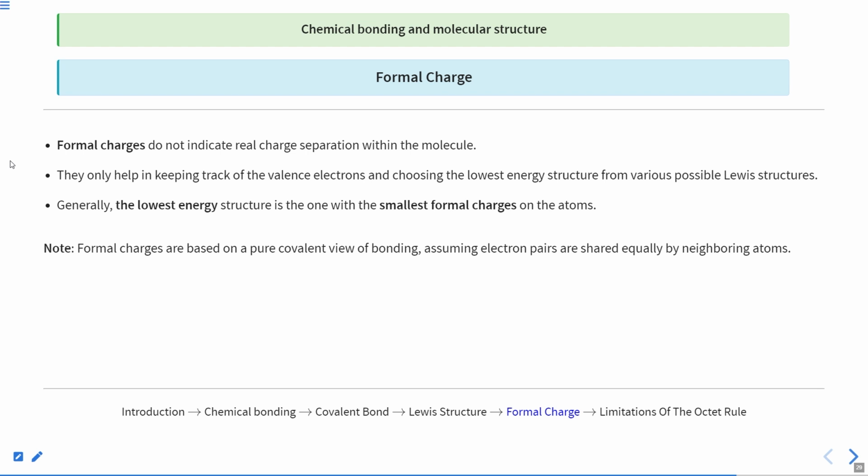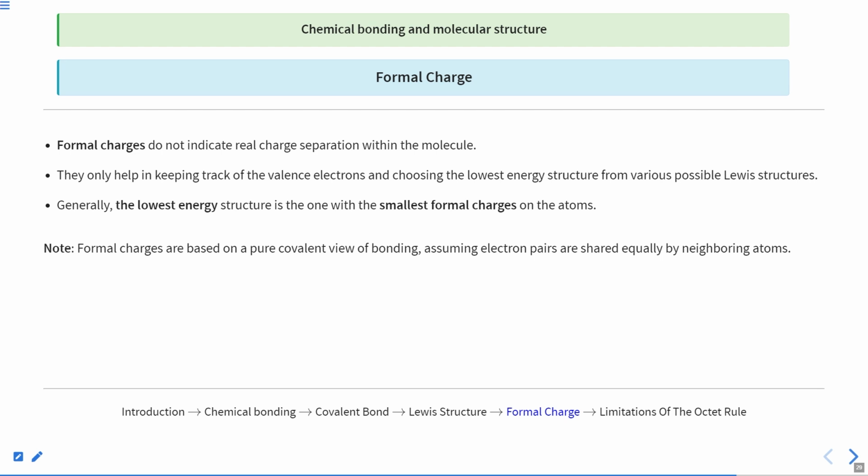Now, formal charge does not indicate real charge. This should be kept in your mind: it is not the real charge separation within the molecule. They only keep track of valence electrons, which valence electron is shared more. It is shared, right? But where it is shared more, where it is shifted more, that is the thing that is being counted by your formal charge. So this is just a way to represent it.